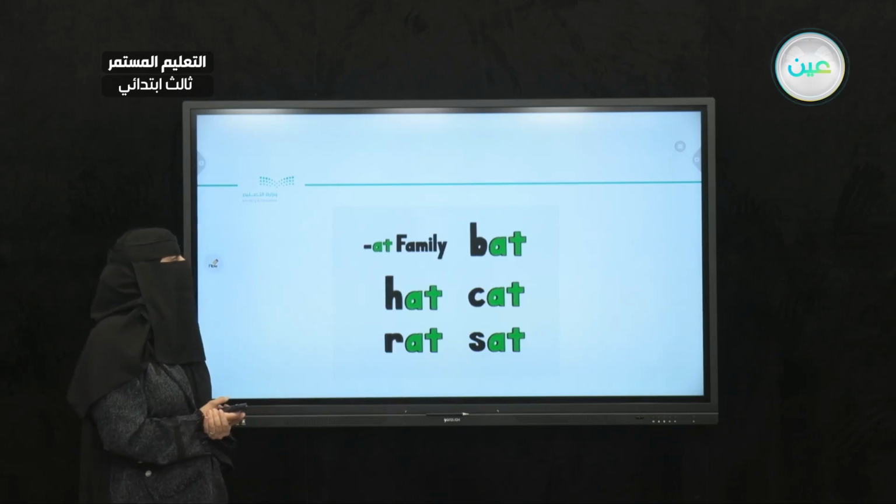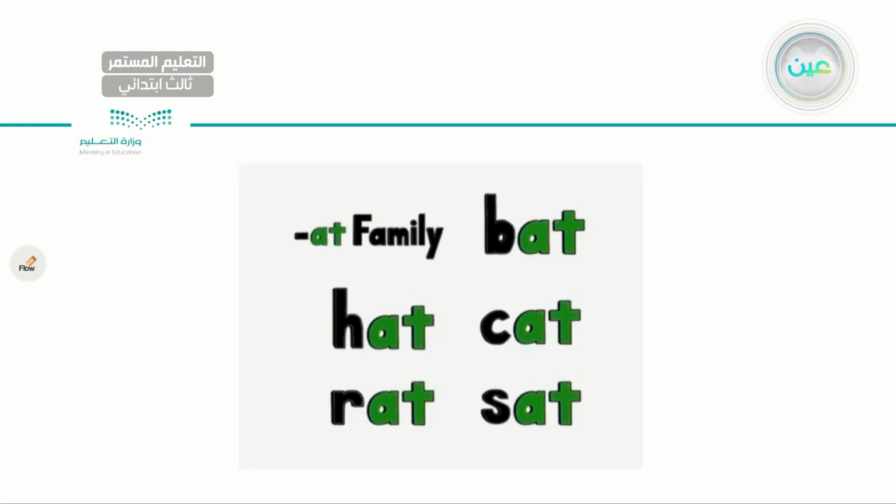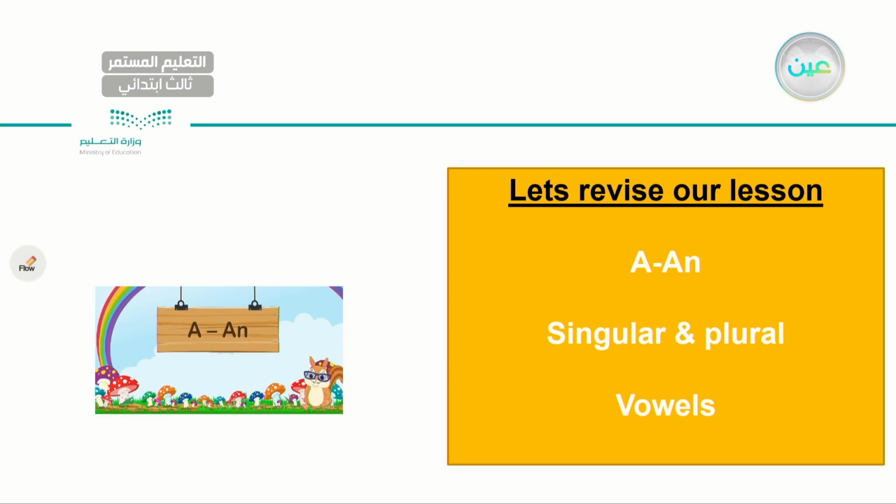Now, how about this new family? At. At, at, at. At family, hat, rat, bat, cat, sat. At, hat, cat, sat. Sound the same. We only change the first letter.